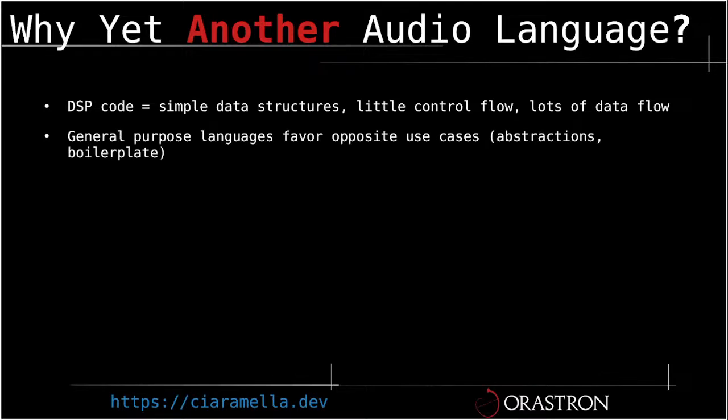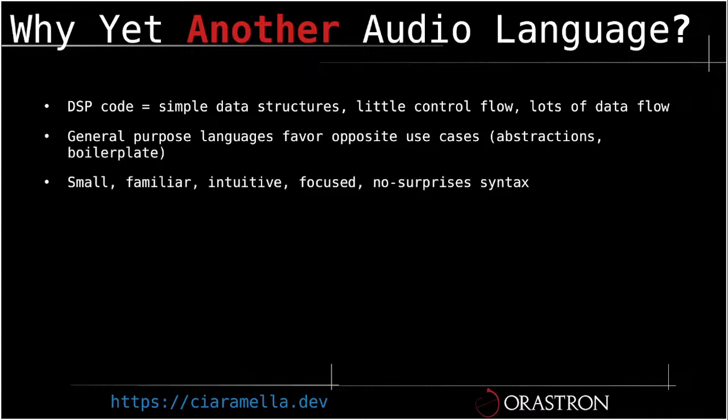This is not usually the target for general purpose languages because it's a very niche application. Those languages usually tend to favor opposite use cases in which you want to deal with complex data structures and so on. Therefore, they provide you with abstractions that allow you to better deal with these cases. And you have to write, as I said before, quite some boilerplate code because they have no idea that you are trying to develop a plugin or a piece of audio code.